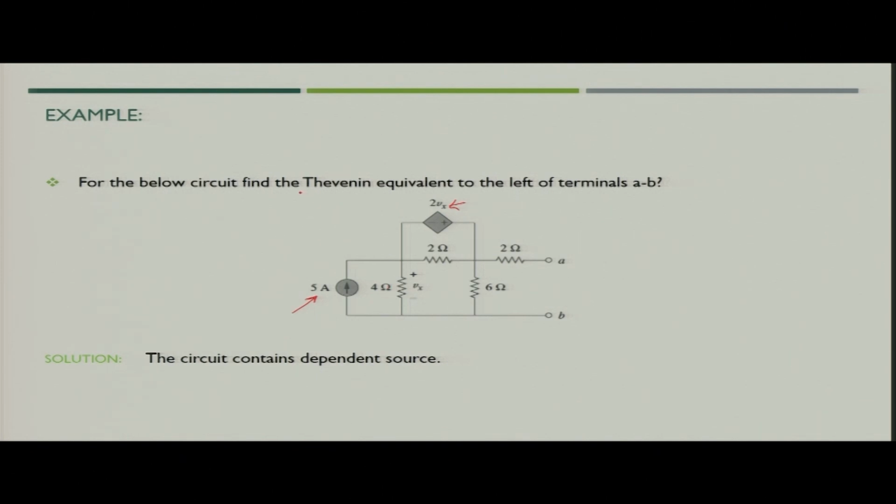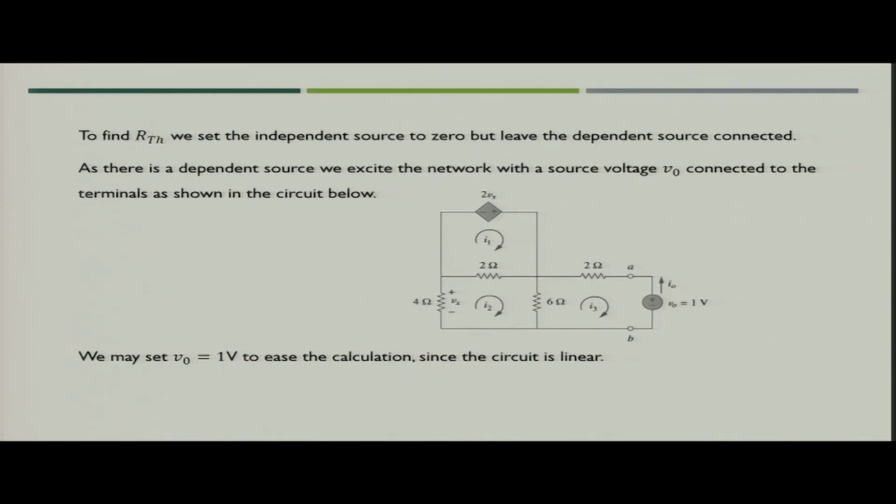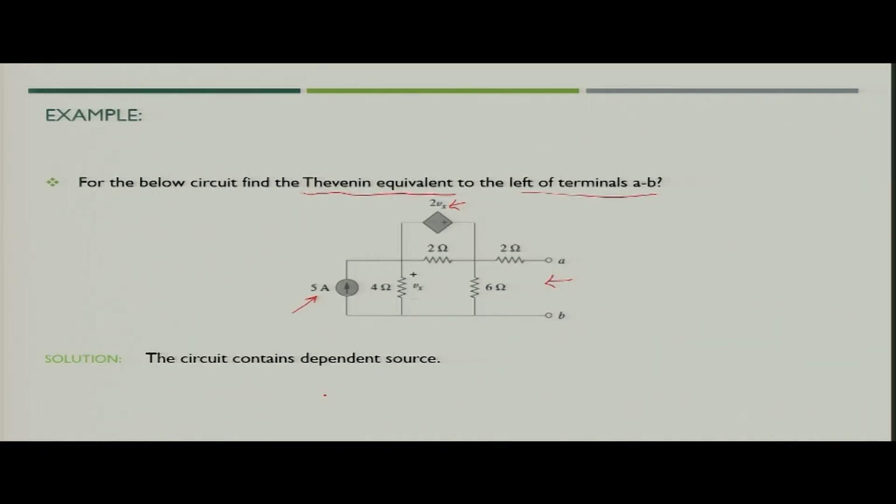Now, what we have to do? We have to find the Thevenin equivalent to the left of the terminal A B. So, we have to find out the Thevenin equivalent, which would be the equivalent of the complete circuit. Now, let us solve it. What we have to do first? First we have to solve for RTH, that is Thevenin resistance.